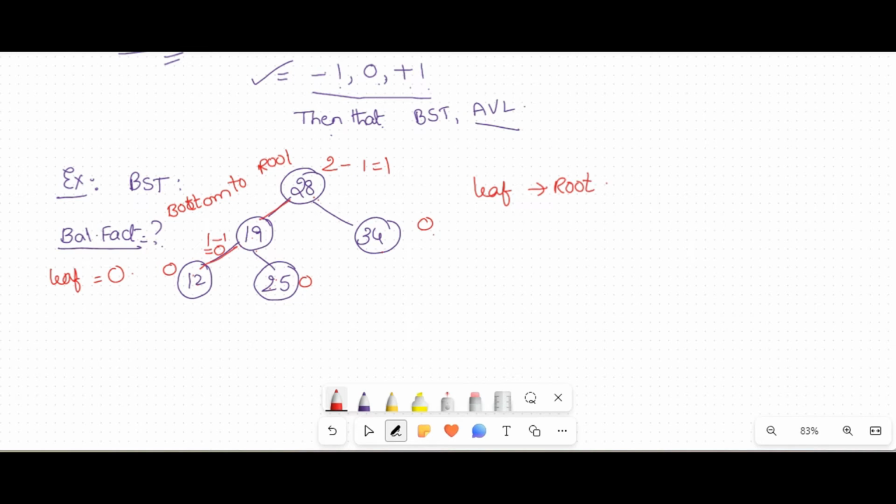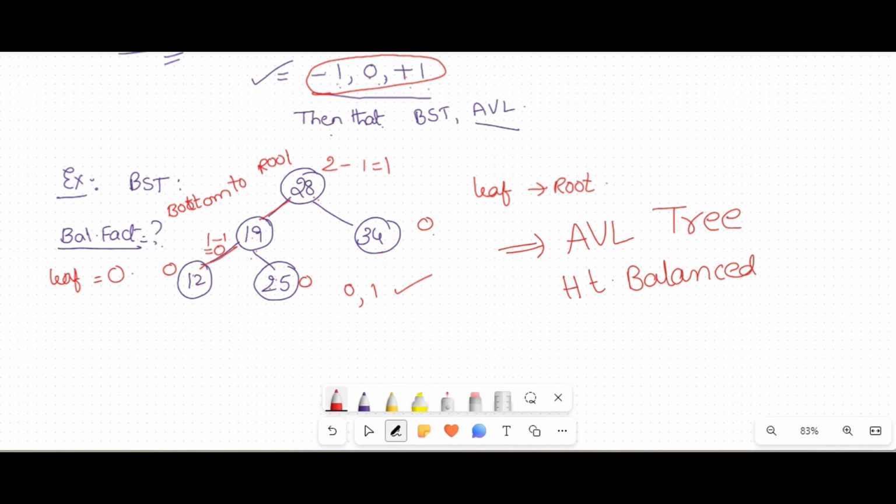Now see what the balance factors are for all these nodes. For some nodes it is 0, for some nodes it is 1. If the balance factor is -1, 0 or +1, then that tree is called an AVL tree. So this binary search tree is a balanced binary search tree, a height balanced binary search tree.